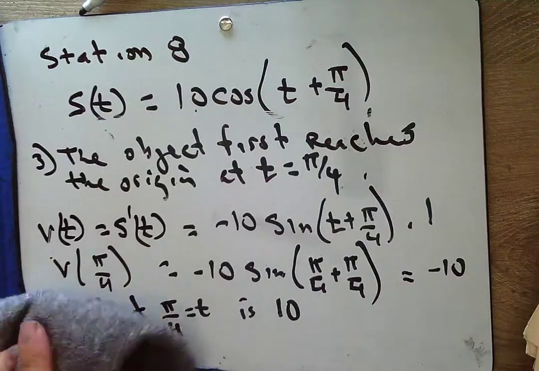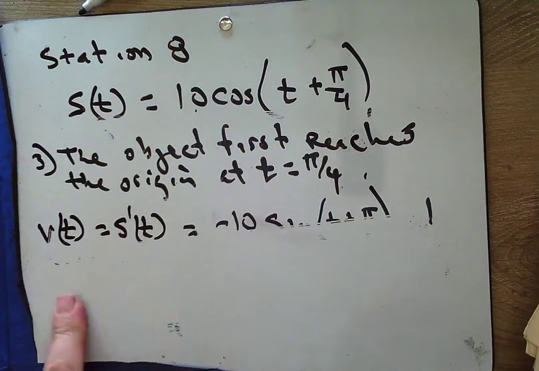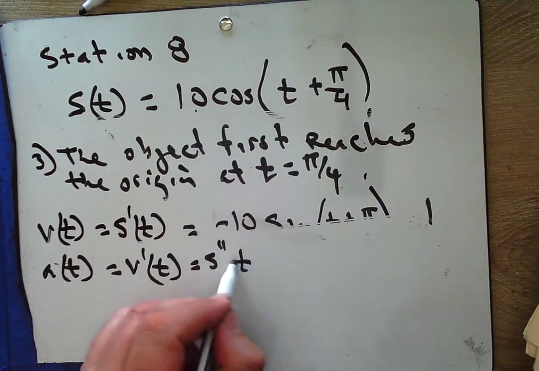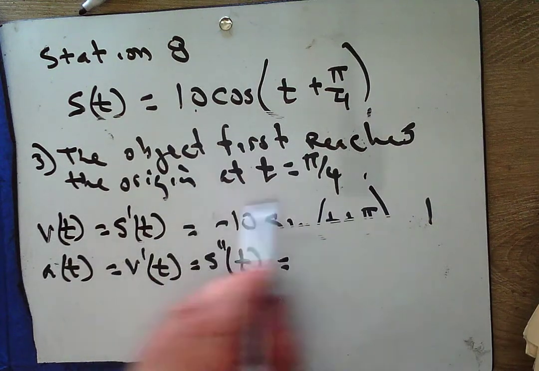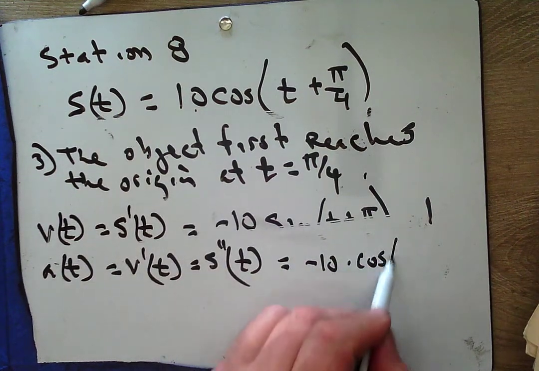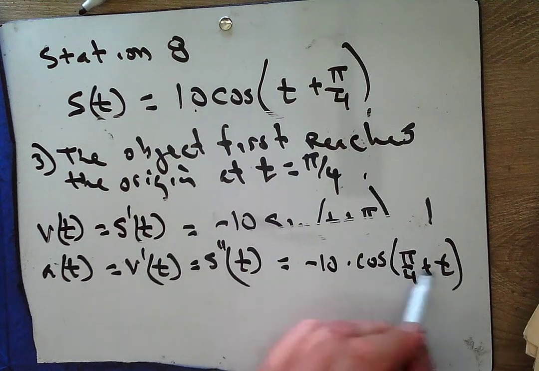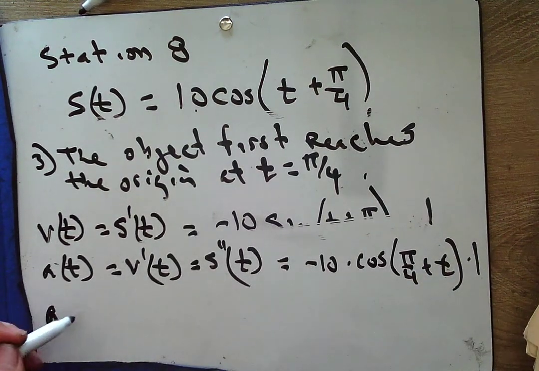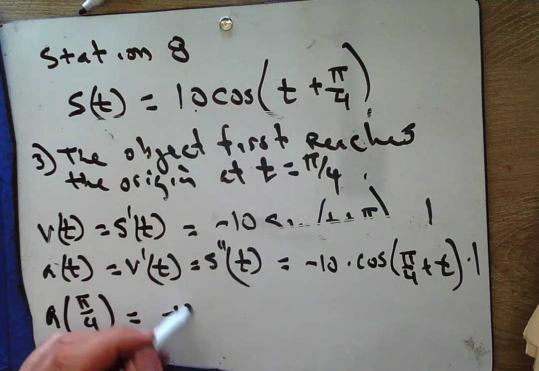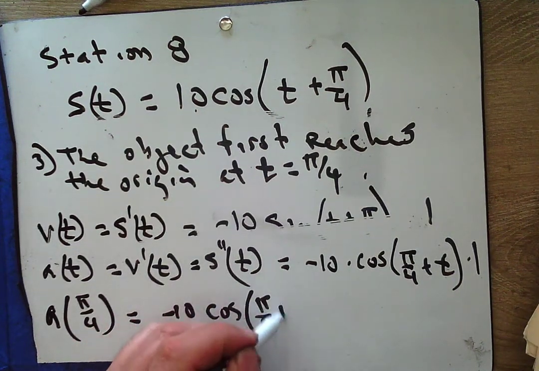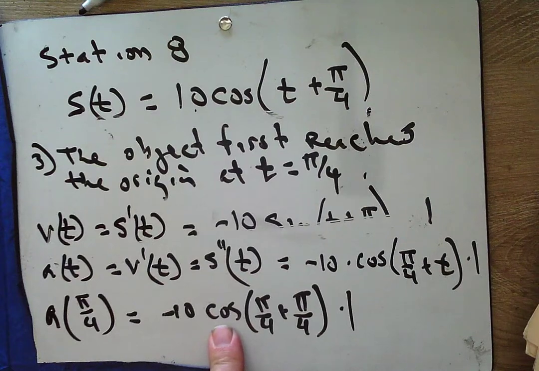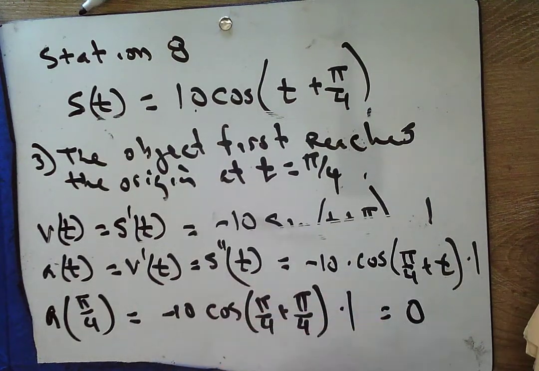Okay, now, what about acceleration? Well, we know some things about acceleration. We know that a of t is v prime of t, or s double prime of t. So this is s prime. I want to take the derivative of this. So I'm going to have negative 10. The derivative of sine is cosine, times the derivative of t, which is 1. And I want to evaluate a of t at pi over 4. So that's going to be negative 10 cosine of pi over 4 plus pi over 4 times 1. That's going to be pi over 2. Cosine of pi over 2 is 0. Negative 10 times 0 is 0. Okie doke.